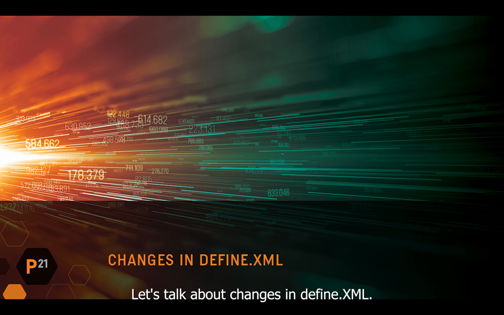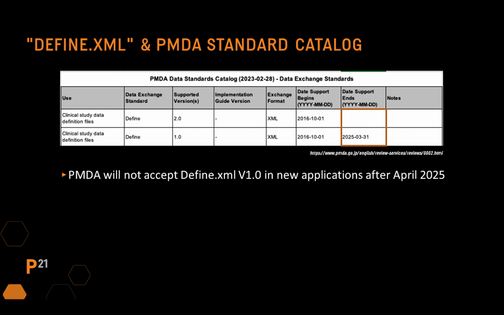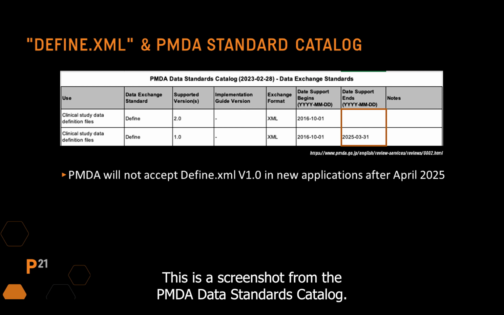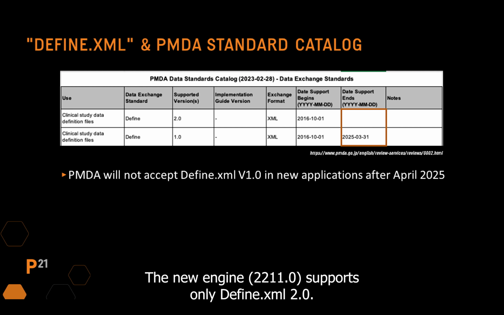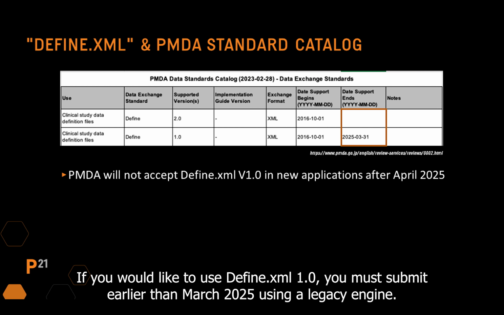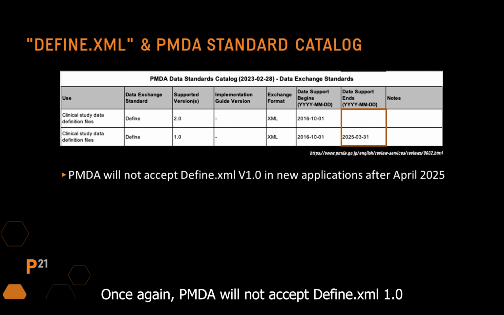Let's talk about changes in Define.xml. Define.xml and PMDA standard catalog. This is a screenshot from the PMDA data standard catalog. The new engine supports only Define.xml version 2. If you would like to use Define.xml version 1, you should submit it earlier than March 2025 using the legacy engine. Once again, PMDA will not accept Define.xml version 1 for new applications on or after April 2025.